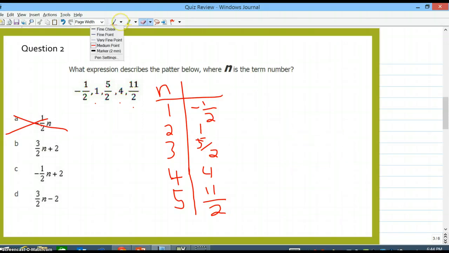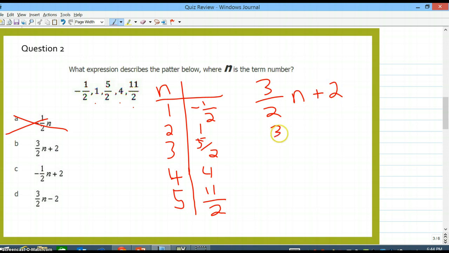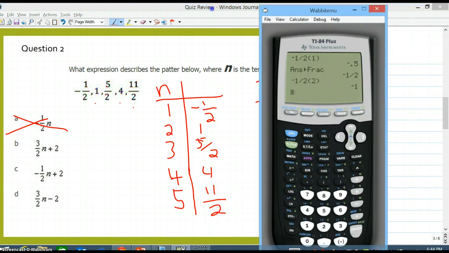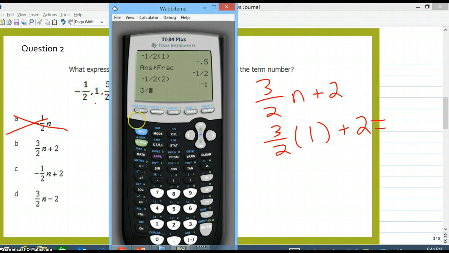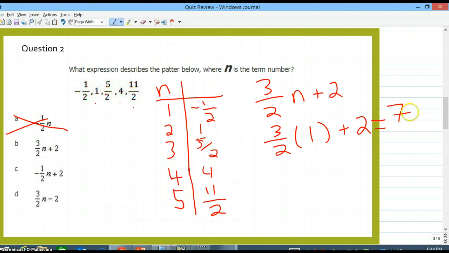And I'm going to test out B. I'm going to write the rule for B. Underneath it, I'm going to rewrite the rule with parentheses. And if I plug in 1 for n, I'm going to put that in my calculator: 3 divided by 2, open parentheses, 1, close parentheses, plus 2, I end up with 3.5. I'm going to convert that into a fraction, so I'm going to go to math and enter twice. That is the same thing as 7 halves.